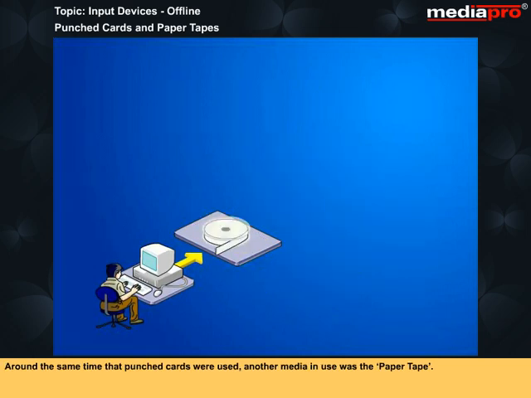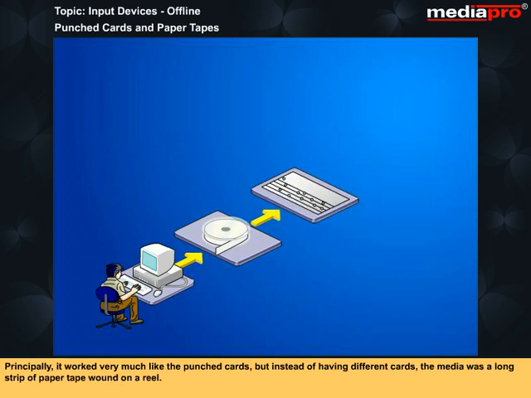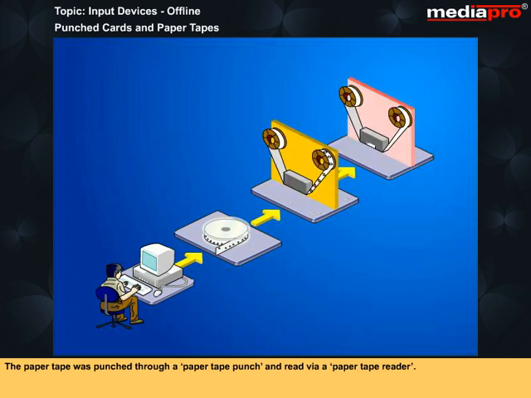Around the same time that the punch cards were used, another media in use was the paper tape. Principally, it worked very much like the punch cards, but instead of having different cards, the media was a long strip of paper tape wound on a reel. The paper tape was punched through a paper tape punch and read via a paper tape reader.